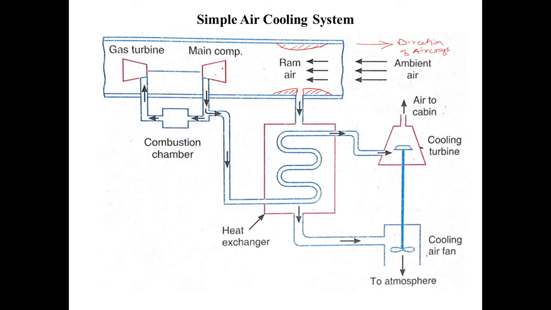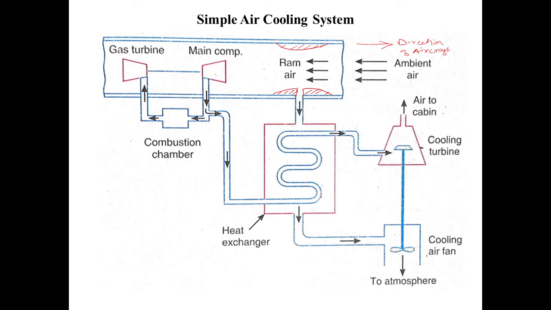So in the main compressor, the pressure and temperature of the air is increased. We know that the compressor is used to increase the pressure and temperature, where ideally isentropic compression will be taking place over here. So in the compressor, air will get compressed, its temperature and pressure will get increased. So that high pressure and high temperature air will be passed to the heat exchanger over here.